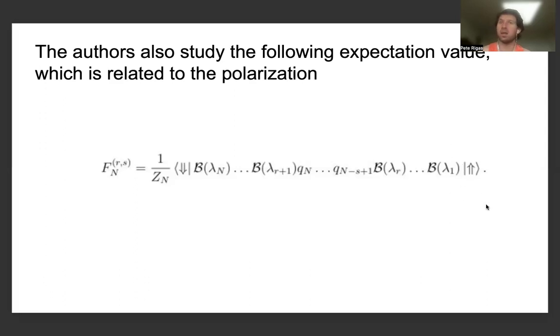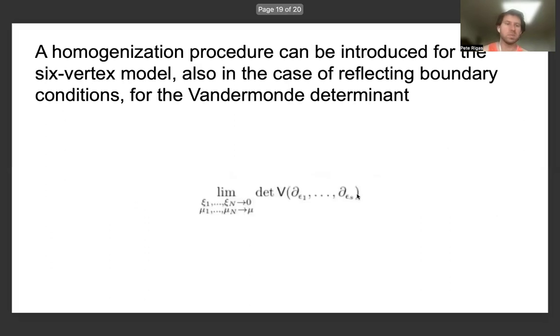So this is to say that having different types of relations from the entries of the quantum monodromy and transfer matrices can come into play for computations in analyzing different kinds of boundary conditions for the six-vertex model, rather than just inhomogeneities or staggering. And a homogenization procedure can be introduced for the six-vertex model, also in the case of reflecting boundary conditions for the Vandermonde determinant. And we're not really going to define the Vandermonde determinant, but it's just very important and related to determinantal point processes and several other models in integrable probability that we haven't mentioned in this series.